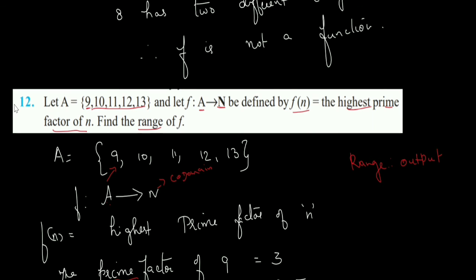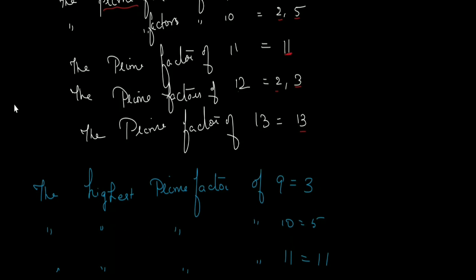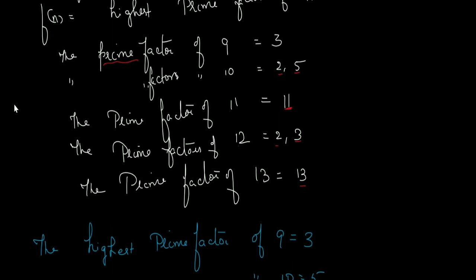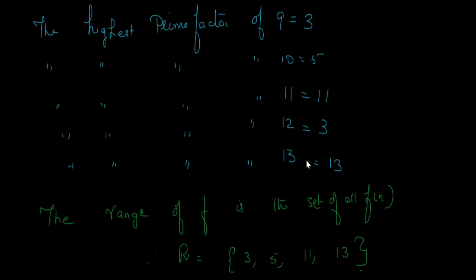But the output, what did they say? The highest prime factor. So the highest prime factor of 9 is 3. The highest prime factor of 10 is 5. The highest prime factor of 11 is 11. The highest prime factor of 12 is 3. And this is 13. So the range of f is the set of all f of n, the output. What are the output values you get? 3, 5, 11 and 13.